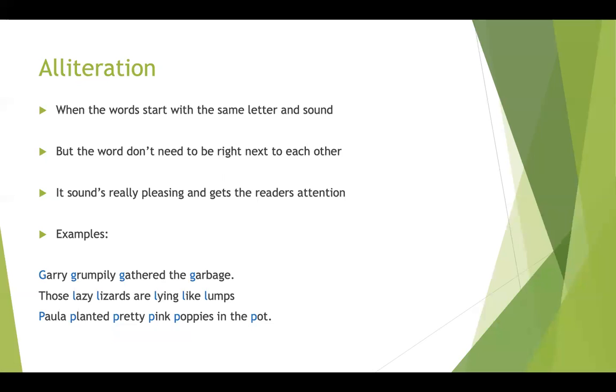The second thing we're going to be looking for today is alliteration. And this is when the words start with the same letter and sound. But the words don't have to be right next to each other. You might have another word in the middle with a different sound. And the reason we use alliteration is because it sounds really nice when we say it, and it always gets the reader's attention. So we've got a few examples below: "Gary grumpily gathered the garbage," "those lazy lizards are lying like lumps," and "Paula planted pretty pink poppies in the pot."